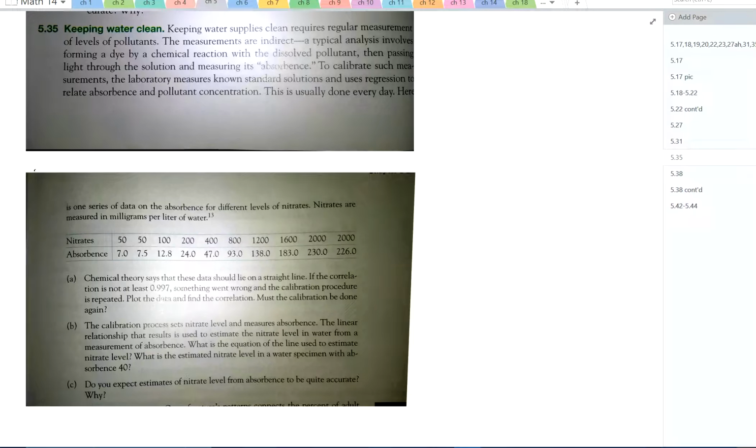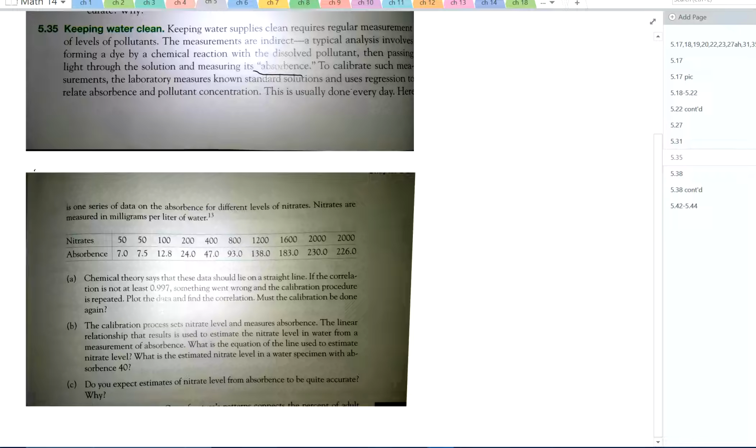Okay, 35. Great example of needing to read through the whole problem to really understand what's happening, because it's a topic that we probably never thought about. Keeping water supplies clean requires a regular measurement of levels of pollutants. The measurements are indirect. Typical analysis involves forming a dye by a chemical reaction with the dissolved pollutant, then passing light through the solution and measuring its absorbance.